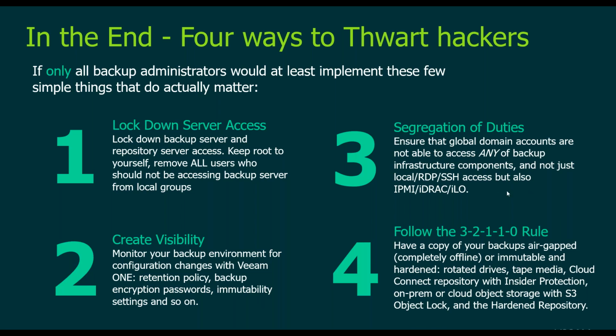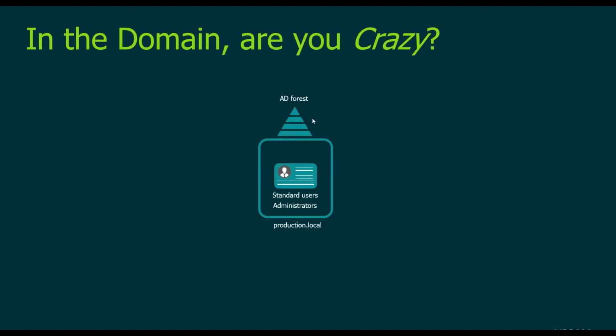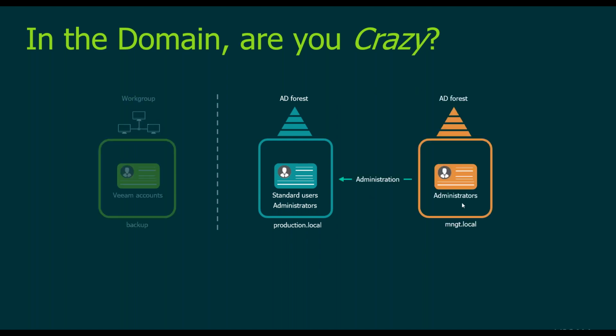Segregate duties, so make sure that no domain admin accounts can access your backup infrastructure. You're supposed to really have a separate forest for domain workloads. If I show you, I have a slide for that you can see here. If you are going to actually have your Veeam server on a domain, make sure it's a completely separate forest and it's one-way trust. So have your Veeam server, your backup server, in a separate workgroup or on a separate forest that has one-way trust. That way, if your domain is compromised, your Veeam server is also not compromised.